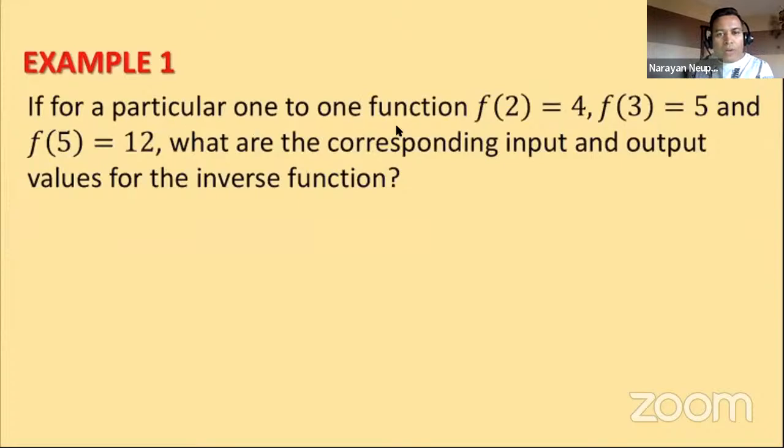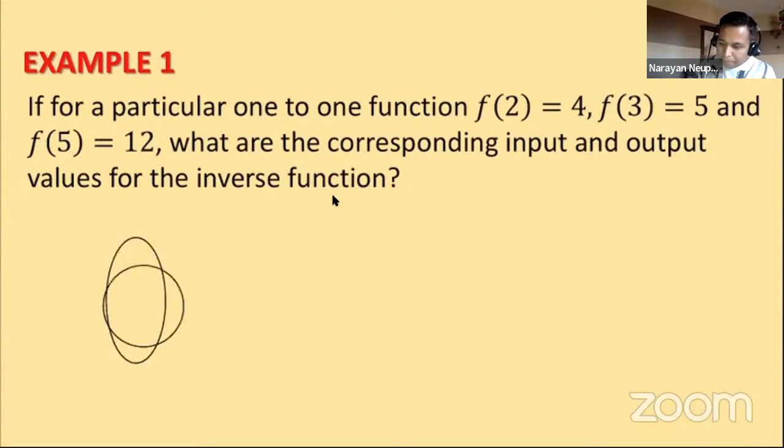If for a particular one-to-one function f of 2 equals 4, f of 3 equals 5, and f of 5 equals 12, what are the corresponding input and output values of the inverse function? So here we are talking about a function. Let me try to represent that function using a diagram. I'm going to call it a balloon diagram, or you can also call this a mapping diagram.